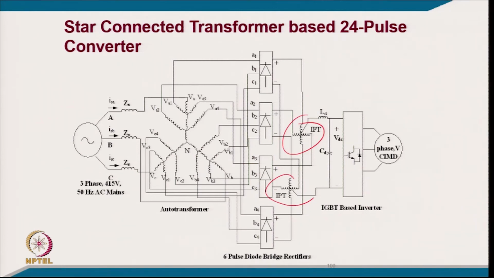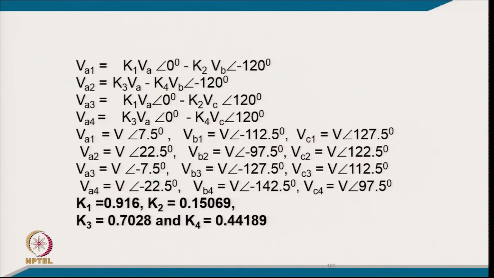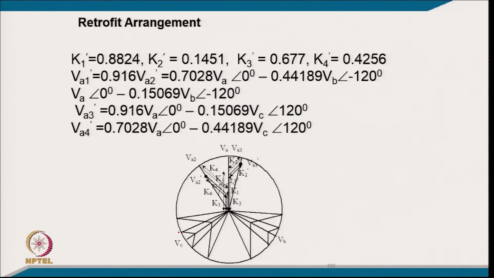So, for parallel connection it is possible to have auto connection, and these are the constants which we require in all of these. After calculating the phase shift, how much we want from one to another, we are able to get K1, K2, K3, K4 in these auto connections. And another concept was retrofit.